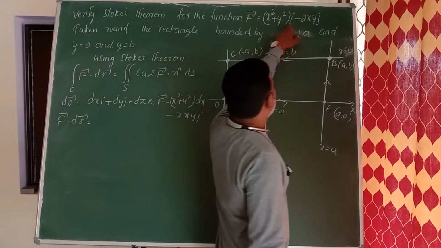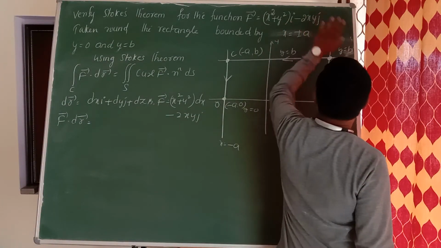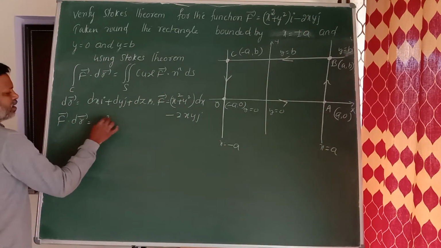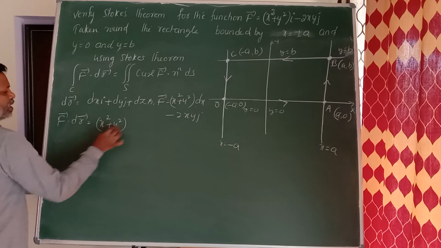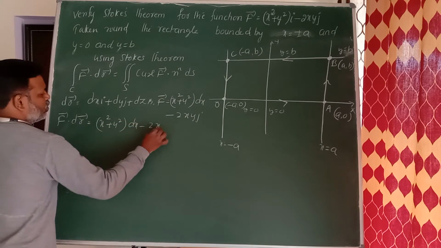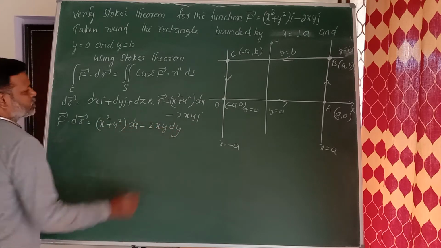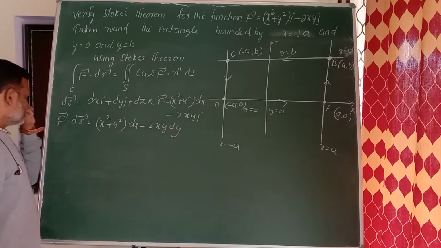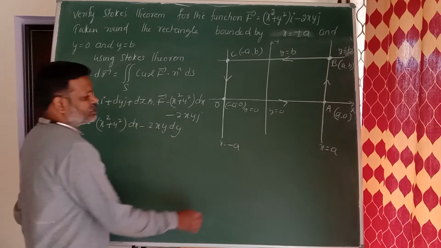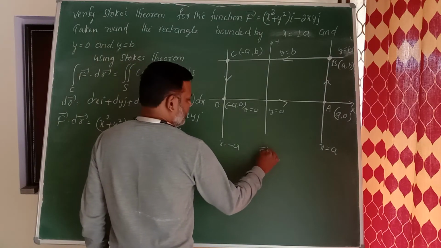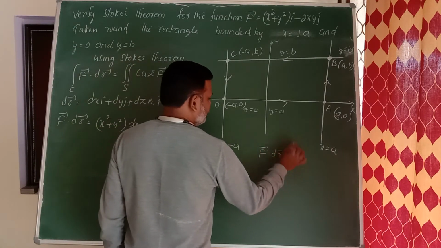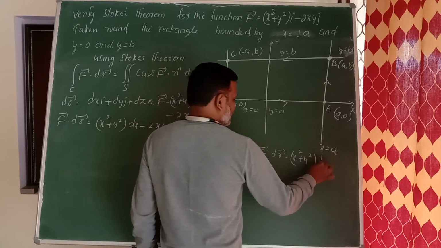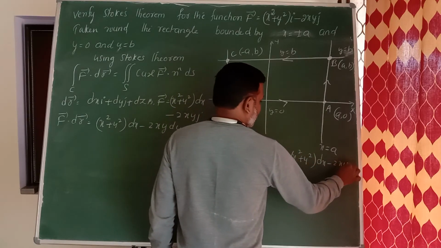Instead of this, you can take dx, j, dy. So f dot dr becomes what? (x square plus y square) into dx minus 2xy into dy. Here there is no k component in f, therefore that becomes 0. This is what f dot dr. So under this also I am going to write: f dot dr is equal to (x square plus y square) into dx minus 2xy into dy.